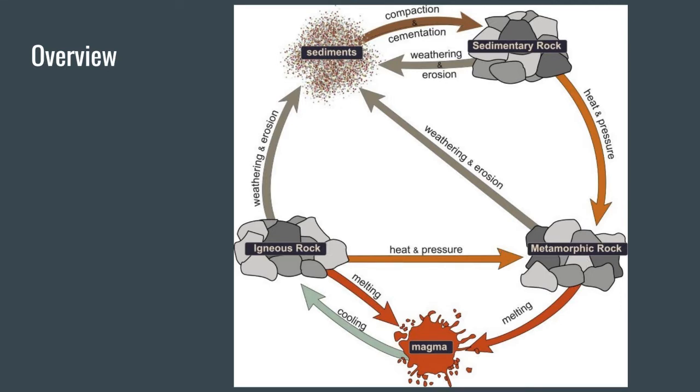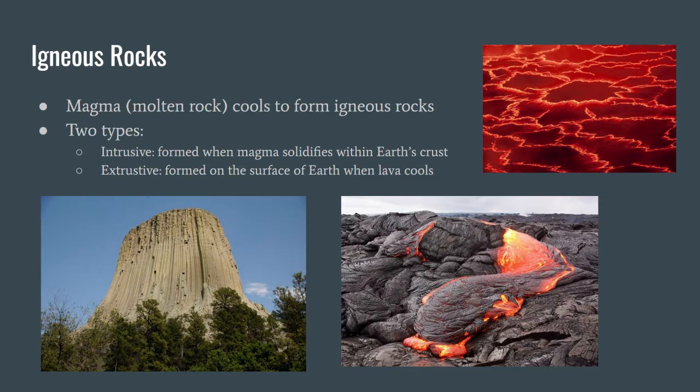So now looking into these components in a little more depth, we're going to begin with igneous rocks, which is when magma cools to form igneous rocks, and this can happen in two different ways, either intrusive, shown here on the left, or extrusive, shown on the right.